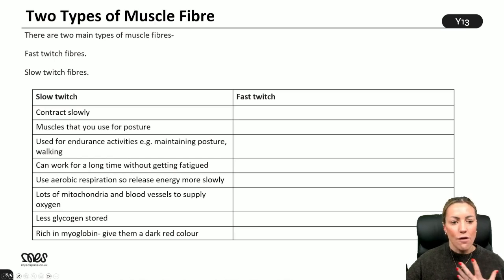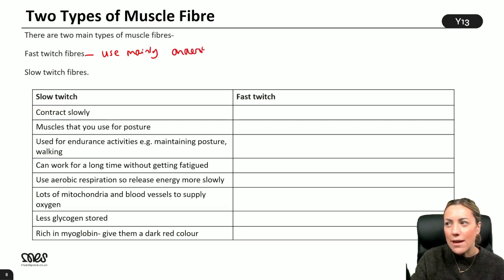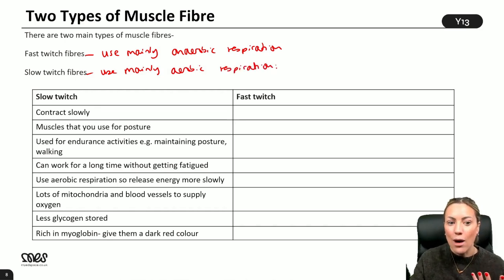So there are different types of muscle fibers or muscle cells. We have fast twitch and slow twitch. And the main thing to remember, I would say, is that fast twitch use mainly anaerobic respiration, and that slow twitch use mainly aerobic respiration. Because I think if you remember that, you can work out what the other differences are going to be. So slow twitch contract slowly, fast twitch contract rapidly, which did come up on that previous question.